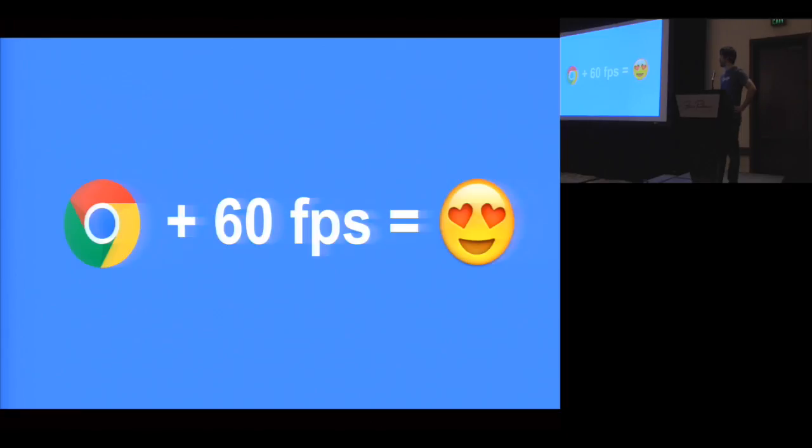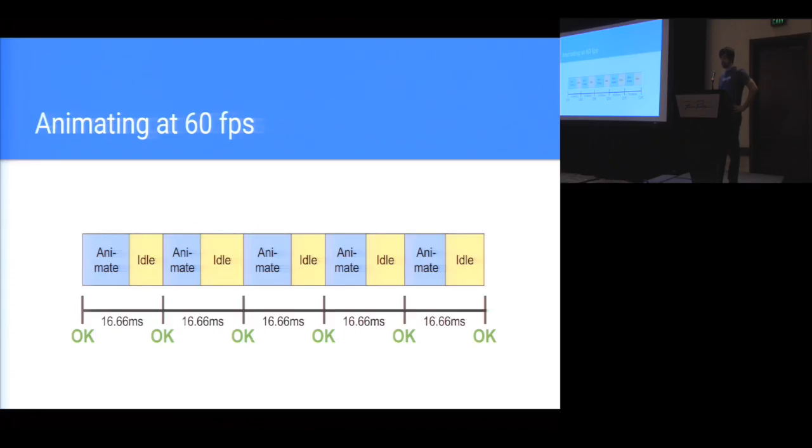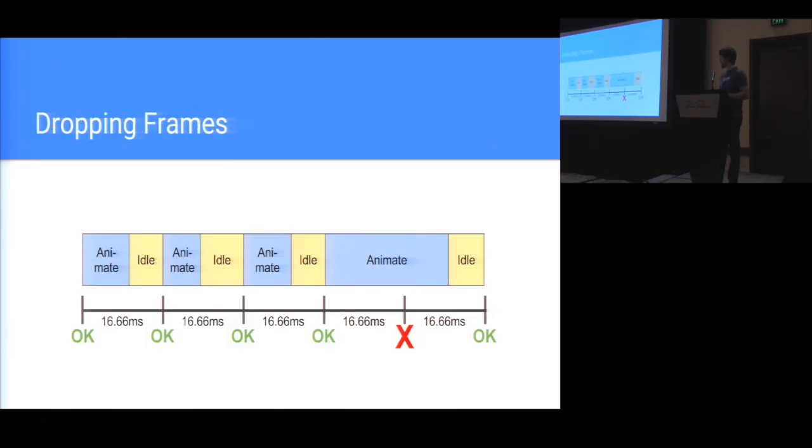When you scroll around in Chrome and it animates at 60 frames per second, everything looks smooth. What does it mean? For each frame you have 16.66 milliseconds. All the animation work has to be done within 16 milliseconds. If everything works out okay, you have a smooth animation and it looks really nice. If the animation takes longer than 16 milliseconds, then you start seeing jank.